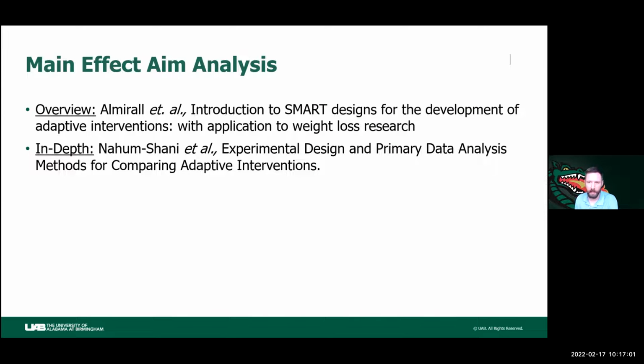Just a few more notes about the analysis of the main effect aim. First, I'm going to, again, wishing I had the QR codes, refer you to the papers that I shared with the symposium organizers. So we do have those available to you. The Almirall paper is a great overview of SMART designs. They used weight loss as their example for application, so it works really nicely for me and my work. For those of you who are more analytically inclined, you may want to read the Nahum-Shani papers, which are much more in depth on the analytics side.